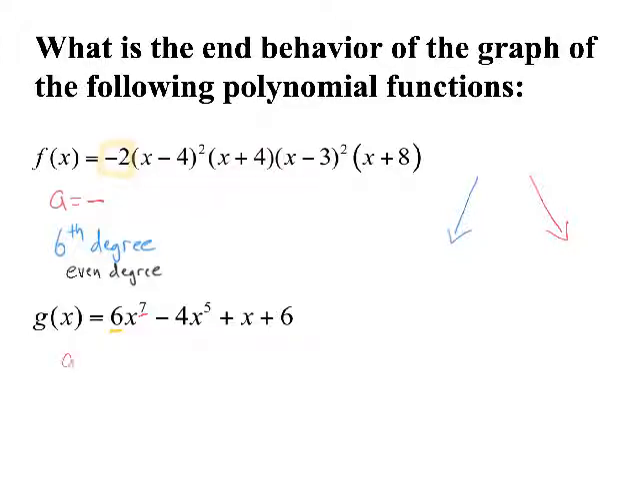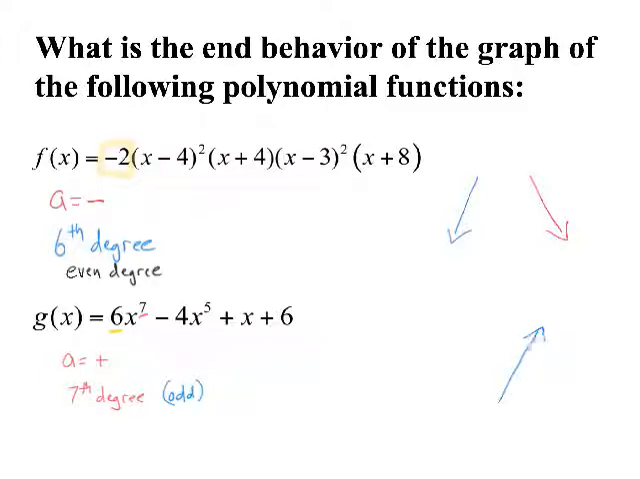So this is our a value is positive, and our degree is a 7th degree, which means it is odd. So that is an odd degree. Okay, with that said, we look at the a is positive, so that means on the right side you're going to be going up. Because if something's multiplying by a positive number, it's just going to keep going up. If you get positive numbers multiplied by positive numbers, it just keeps growing.